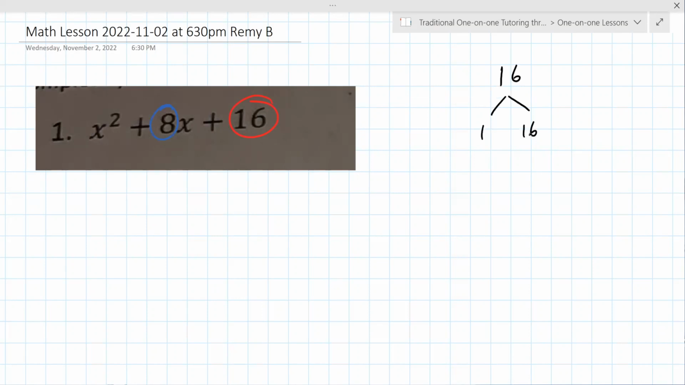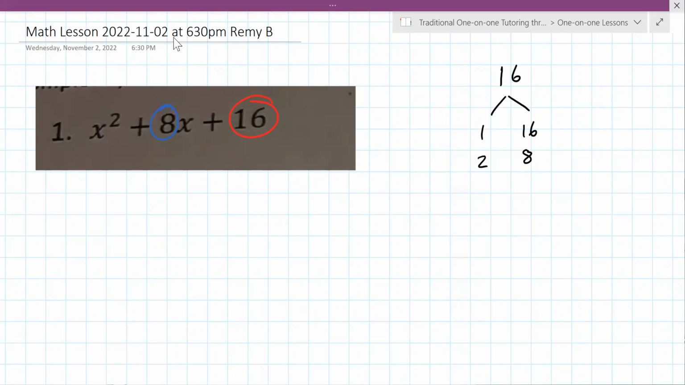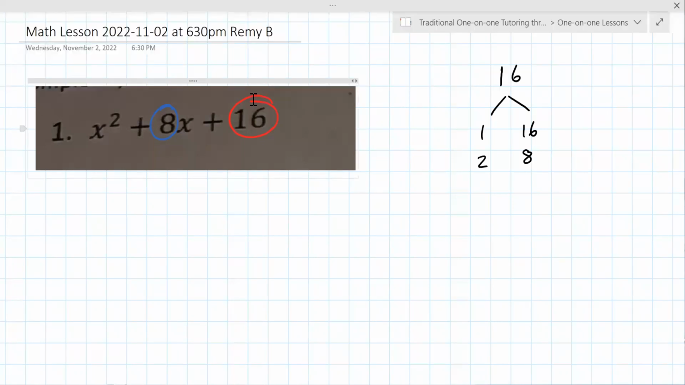1 times 16. Does that add up to 8? No, 1 plus 16 is not 8. Oh, I thought you said there's 8. Okay, sorry. So just to be clear, it has to multiply to 16 and add up to 8.